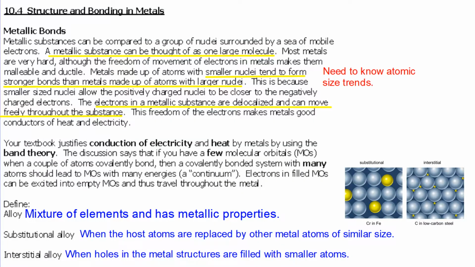We're switching to one of our first types of solids. We're going to talk about metallic bonding for a second. Metallic bonding deals with metal-on-metal attraction.